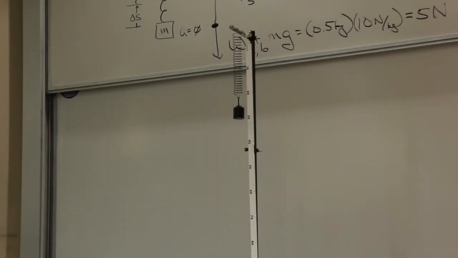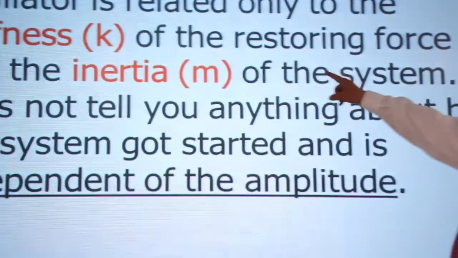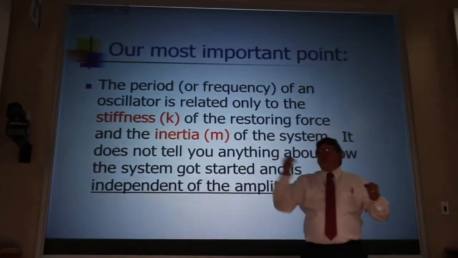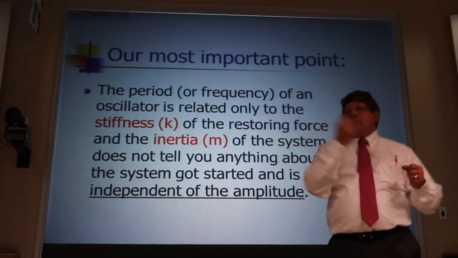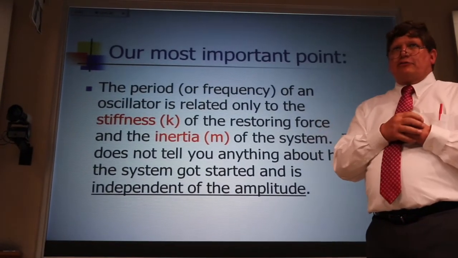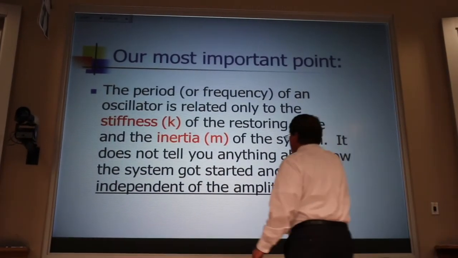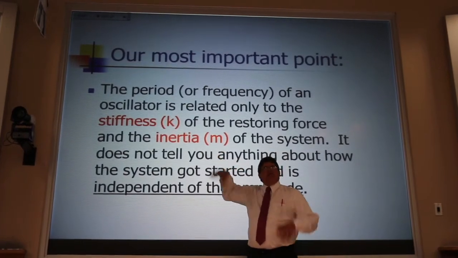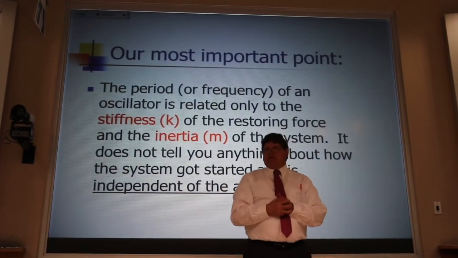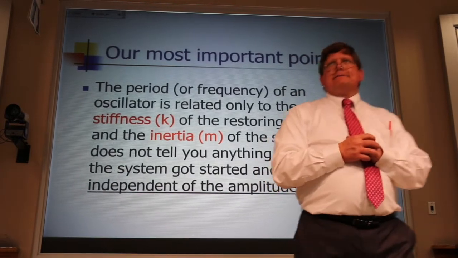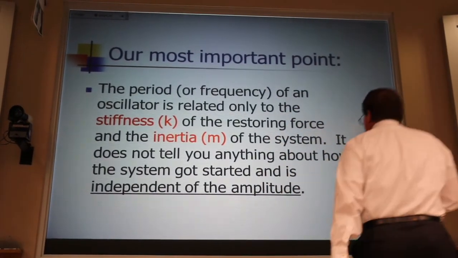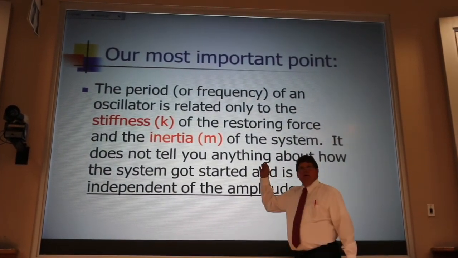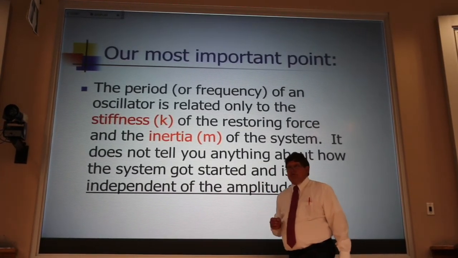And that principle is that simple harmonic motion of an oscillator only depends on 2 things. It depends on how stiff the spring is, or whatever restoring force you have in the problem. Whatever's acting like a spring. And it depends on how hard it is to move the system, how much inertia there is in the system. In this case, the mass of the block. Now, it's always independent of the starting conditions and the amplitude of the motion.